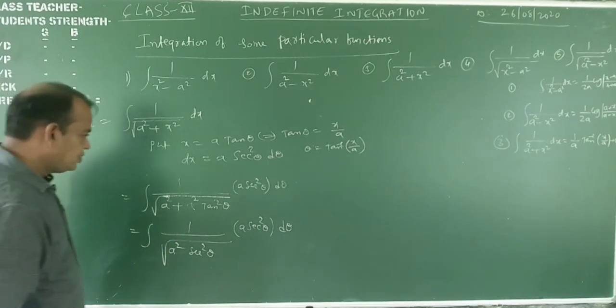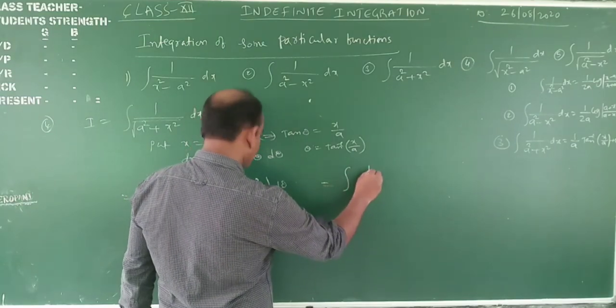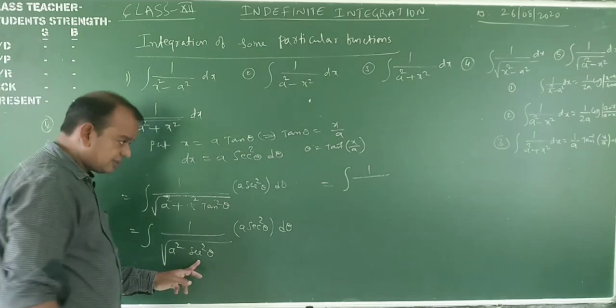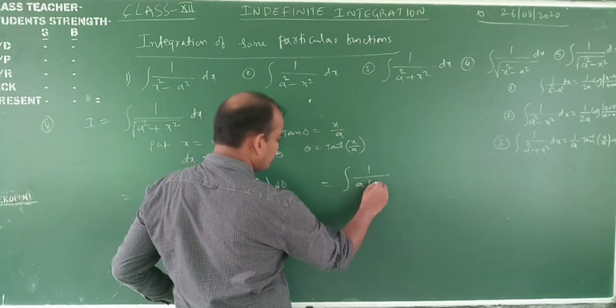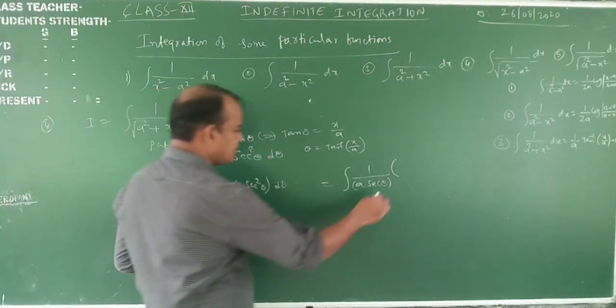This is equal to integral of 1 by a secant theta into a secant square theta.